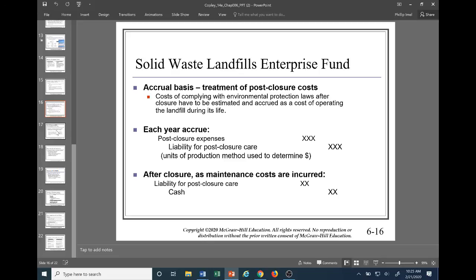We incur the expense in each period, set the liability up, and then once it's closed, as we incur and pay those liabilities off, we reduce it and pay cash. Main thing there is just remember those post-closure costs that have to be accounted for in each period during operation. That's the main thing.